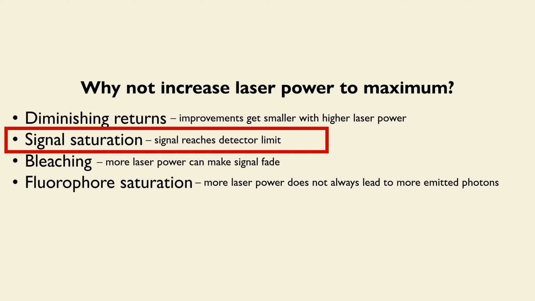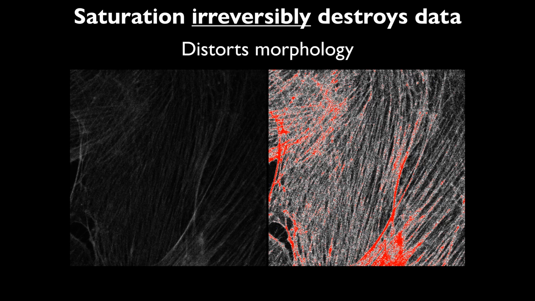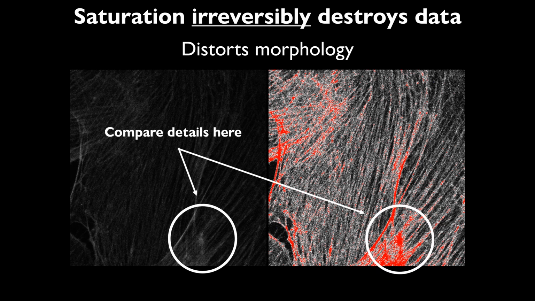So let's talk a little bit more about signal saturation. Be aware of this. This is a very common mistake when people are setting up a confocal. Saturation will irreversibly destroy your data, meaning if you've done this and saturated your data, there's no going back. There's nothing I can do for you to recover the thing that you lost. And so even if you're not interested in measuring anything, saturation will distort the morphology. If you compare the level of detail on the left and on the right image, I've increased the laser power and shown the pixels that are saturated in red.